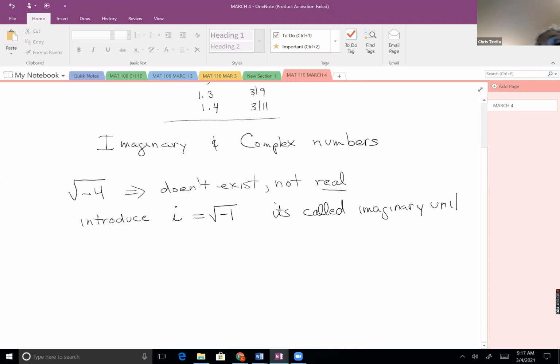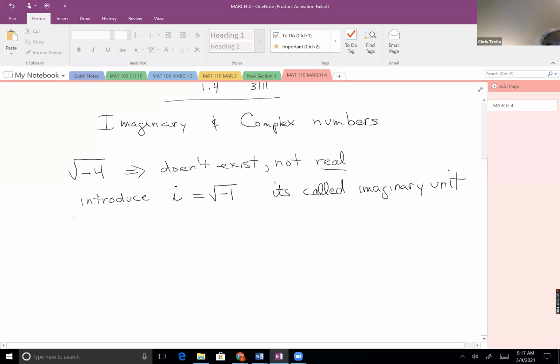And basically, I kind of think it's cool the way they named these imaginary numbers, because if something's not real, we're going to have to imagine it, and we get that imaginary unit. And what we do is we use it to take the square root of a negative number.